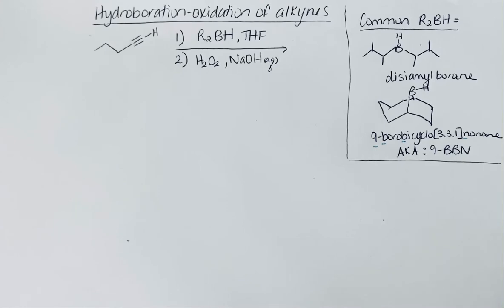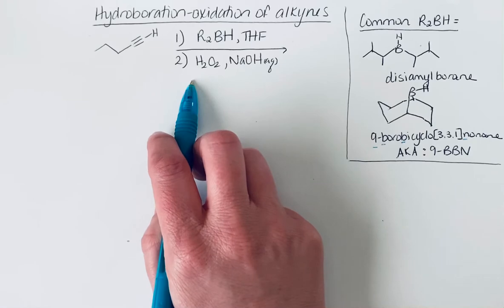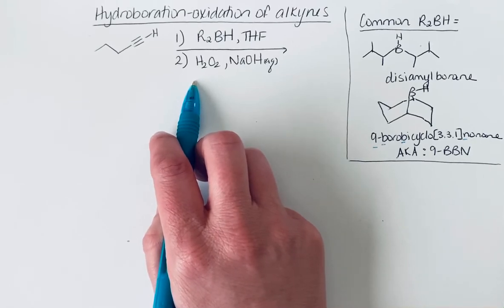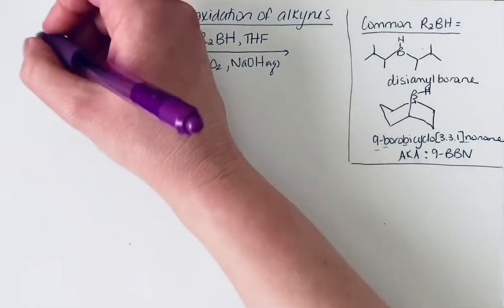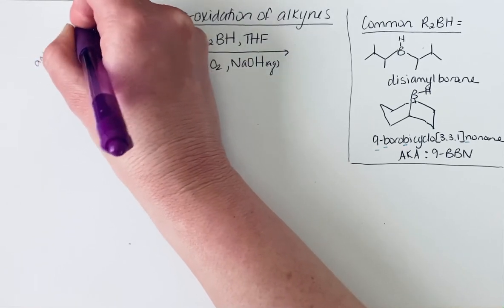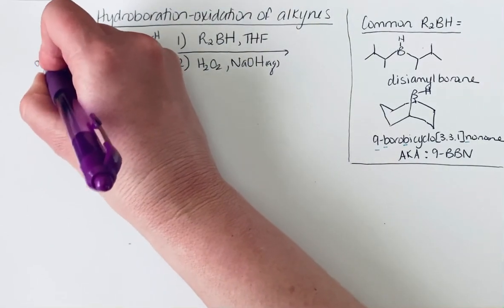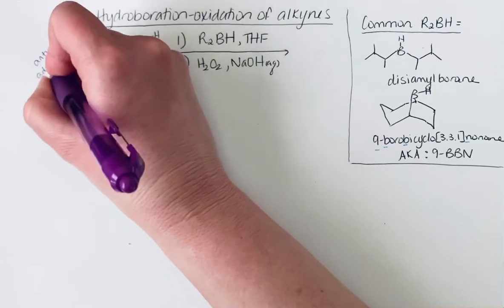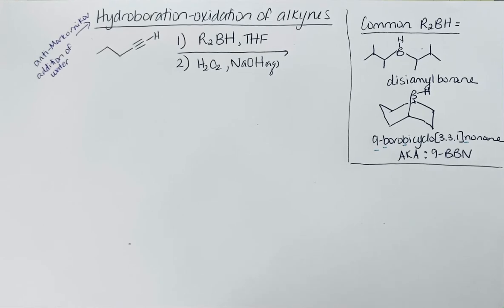Hydroboration-oxidation of alkynes. If we take an alkyne and treat it to similar hydroboration-oxidation conditions as we saw for the hydroboration-oxidation of an alkene, we will get a similar reaction. So what we will end up getting is we will form the anti-Markovnikov product. And specifically, we will see the anti-Markovnikov addition of water. So before we draw that product, I just want to look at the reagents.